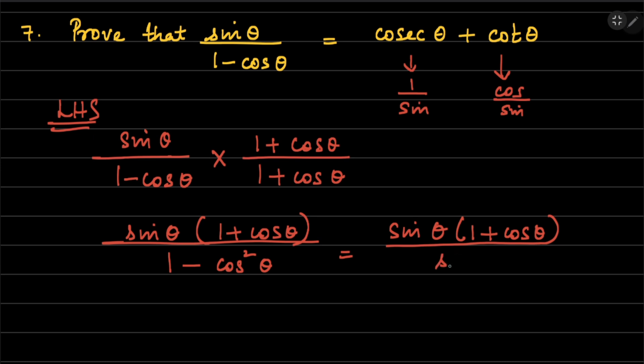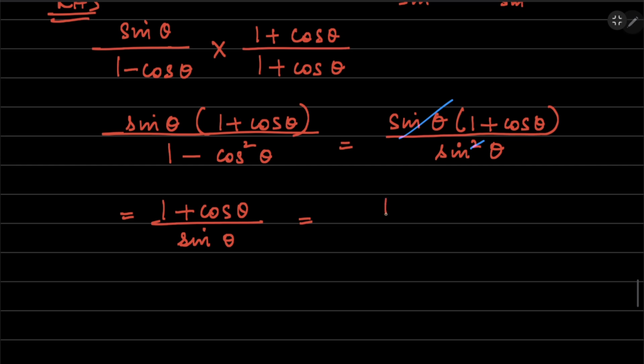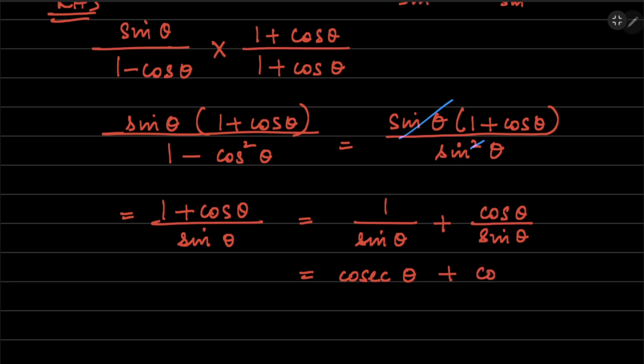So numerator will remain as it is, multiplied by 1 plus cos theta, whole divided by 1 minus cos square. You will remove cos and write in terms of sine, which is sine square theta. Again, one sine will get cancelled, the other sine remains. Okay, and what remains is nothing but 1 plus cos theta divided by sin theta. You have to split the denominator among the two terms in the numerator. So this is nothing but 1 by sin theta plus cos by sin. So what is 1 by sin? It is cosecant of theta. Cosecant theta plus cot theta. This is equal to your RHS. Hence proved.